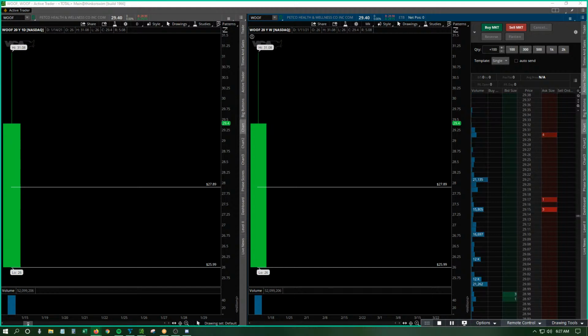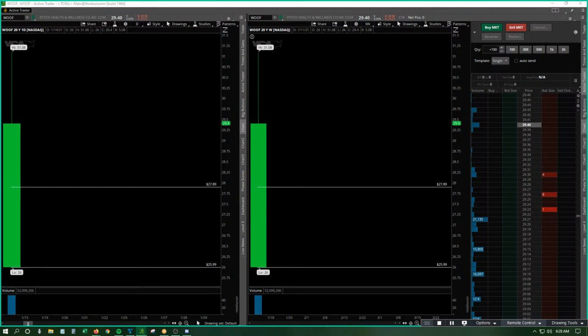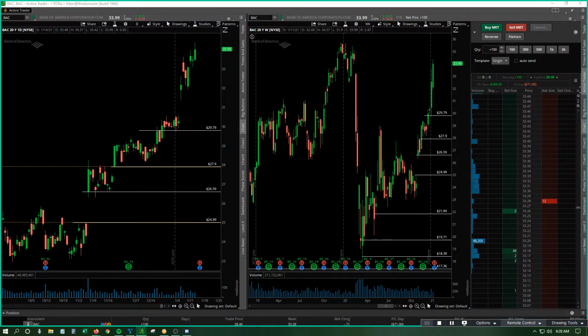Let's see. We have a position, full disclosure, in B of A, and that looks like it is going to gap down. 33 quarter. We closed almost at 34 yesterday. 33 quarter, it's right in here. Not a big deal.